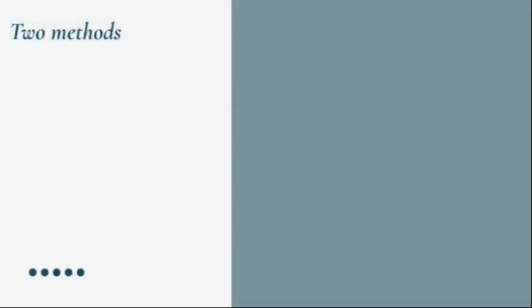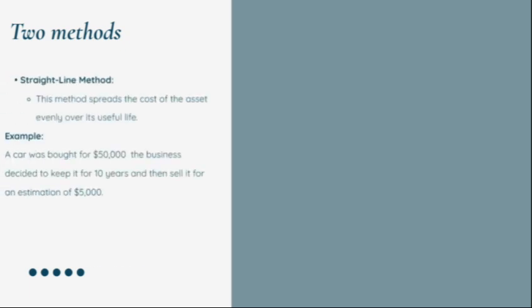In depreciation, we use two methods. One of the methods that we use in depreciation is the straight line method. This method spreads the cost of an asset evenly over its useful life. An example of this is a car was bought for 50,000. The business decided to keep it for 10 years and then sell it for an estimation of 5,000.